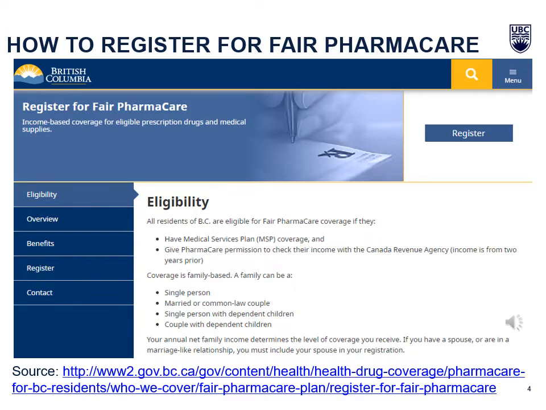This is the website for Fair PharmaCare registration. I usually suggest to all my pharmacy students to register for Fair PharmaCare so that they can explain the process to their patients. One thing to note is that in addition to providing your usual personal information, you'll also need to provide your income from your last tax return. Also, an important part of the registration process is to provide authorization for the BC government to access your federal tax return every year to monitor your income in order to adjust your Fair PharmaCare deductible and maximum. Patients who refuse to provide this authorization will not be able to register.